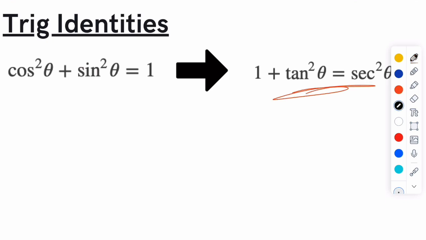But how do we get there? The way we get there is by dividing by cos squared theta. If we divide by cos squared theta, what we get is 1.